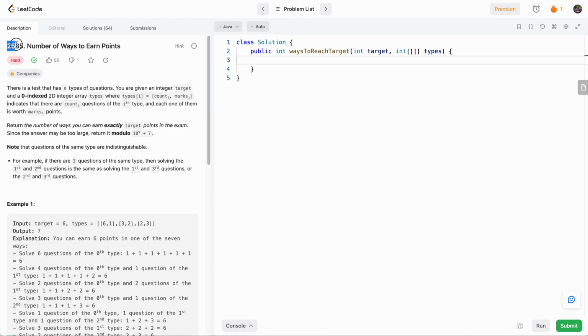In this one we'll do Leetcode 2585, number of ways to earn points. This was part of today's weekly contest.